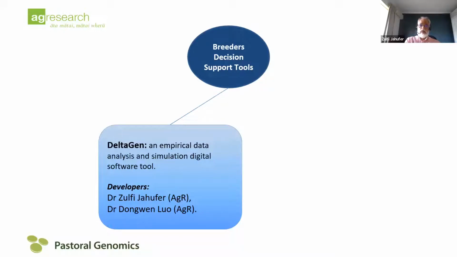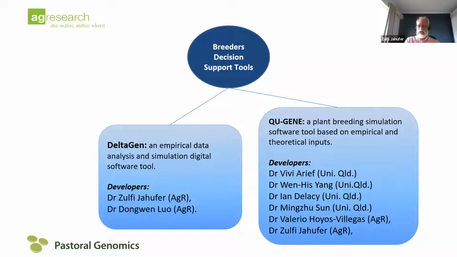It's an empirical data analysis tool, basically a deterministic simulation tool, developed by Dongwen and I. And I think it was mentioned that my good mate Valerio presented a seminar on it. There was another group of us, and Valerio played a key role in developing QLine Plus, which is a component of QGene, developed by Mark Cooper and his team many years ago.